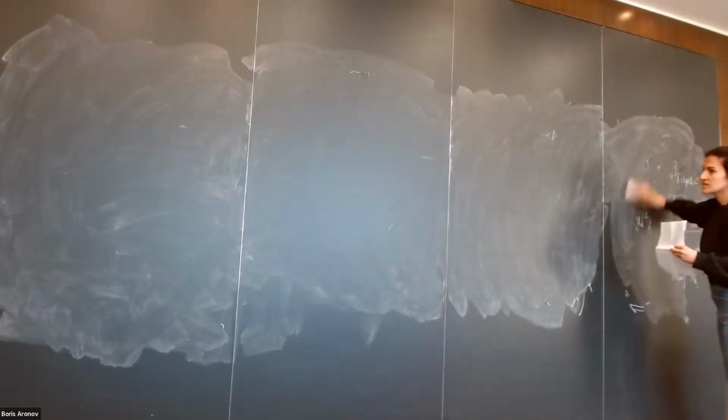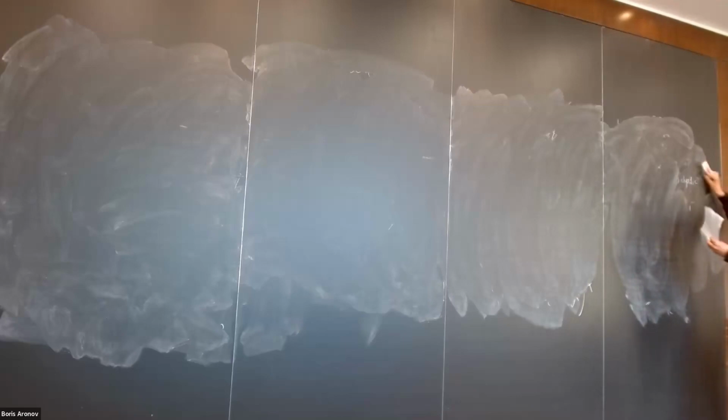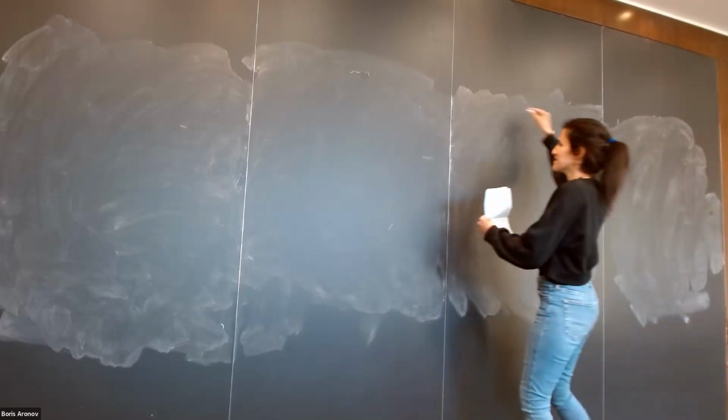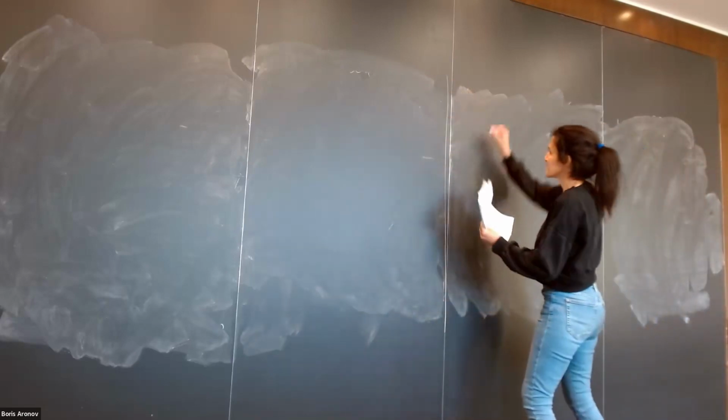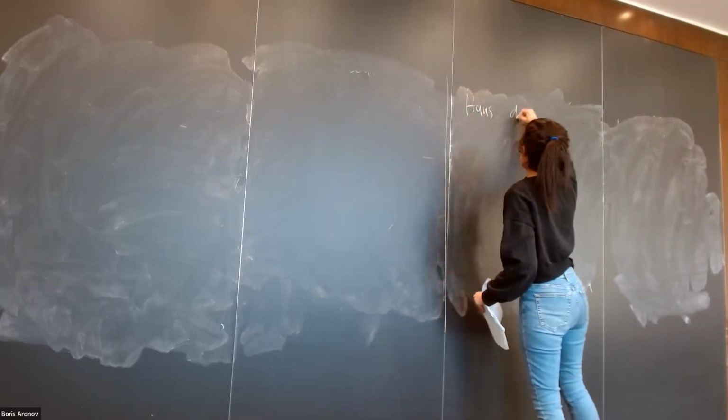I want to start this day with the Hausdorff-dimension setting. Before that it was on the right side of the board, so I'll try to keep the label, Hausdorff-dimension setting.